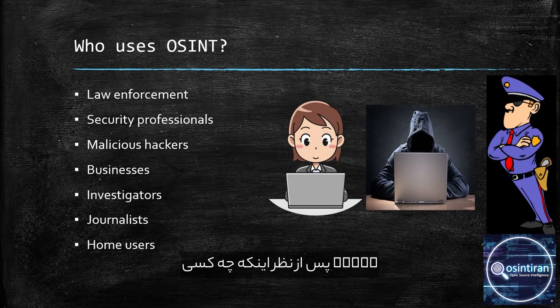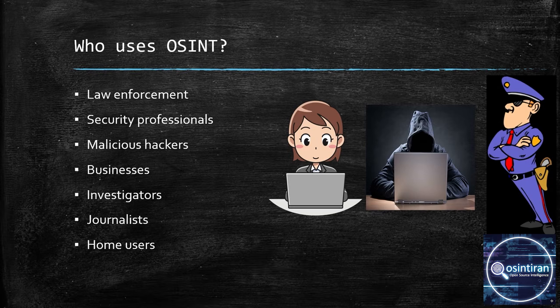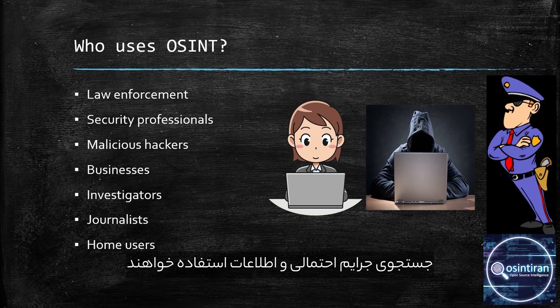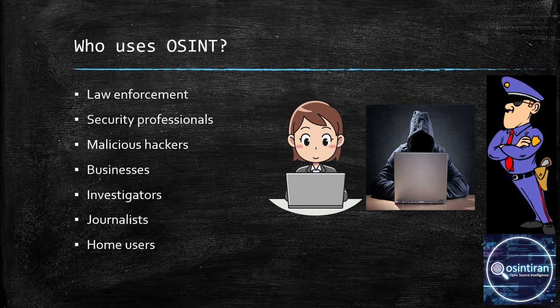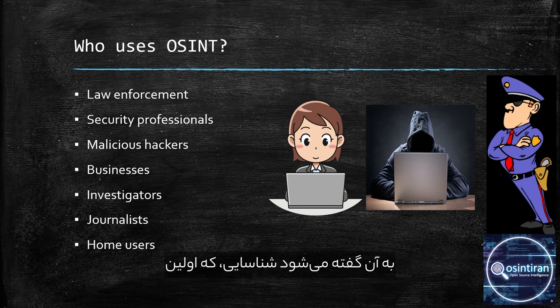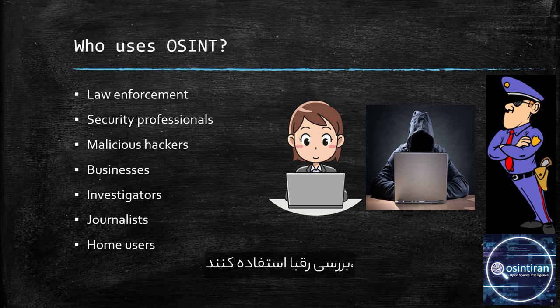In terms of who would use OSINT, pretty much everyone can use OSINT on a certain level. Law enforcement will use OSINT to search out possible crimes and information. Security professionals and malicious hackers use OSINT. In terms of malicious hacking, that's referred to as reconnaissance, which is the first phase of hacking. Businesses could use OSINT to check up on competitors, things like geopolitical changes, climate changes. They could take a look at their employees.